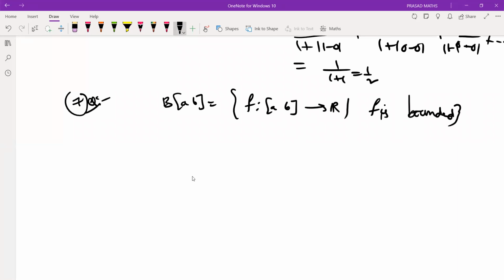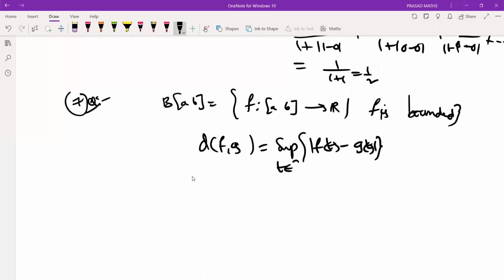So can you give a metric? Yes. In fact, maximum is attained, because any bounded function on this has a maximum. But supremum on this problem: supremum of f of t minus g of t for any two functions. This is also a metric by the same proof.